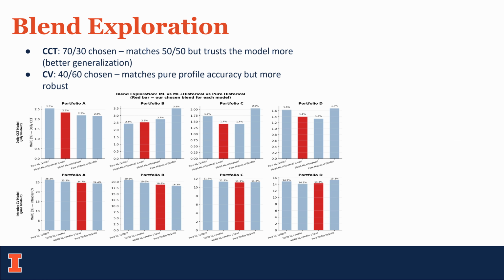And then we blended our models with historical baselines. For CCT, a 70-30 machine learning plus historical blend matched 50-50 performance while trusting the trained model more, so we chose it for better generalization. And for intraday call volume, a 40-60 machine learning profile blend matched pure profile accuracy, but it was more stable. You can see that most clearly in profile D, where adding machine learning improved performance.